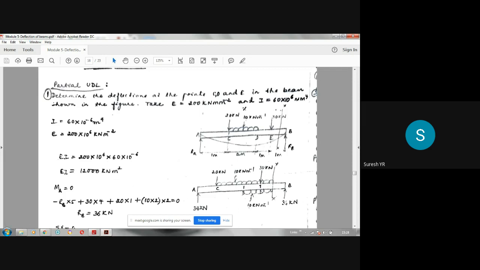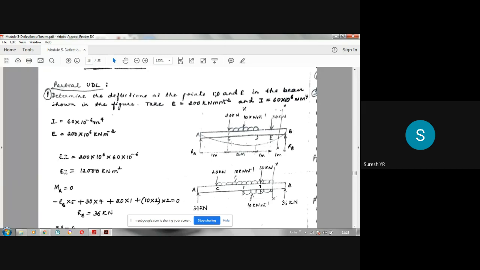Now this is a simply supported beam with partial UDL. So UDL is acting only for 2 meters length. Okay, there is a concentrated load of 20 kilonewton at C and 30 kilonewton at E. Now he has asked the deflections at C, D and E. There are 3 points. That means YC, YD and YE. They are asked. They can ask rotation at A and B also.